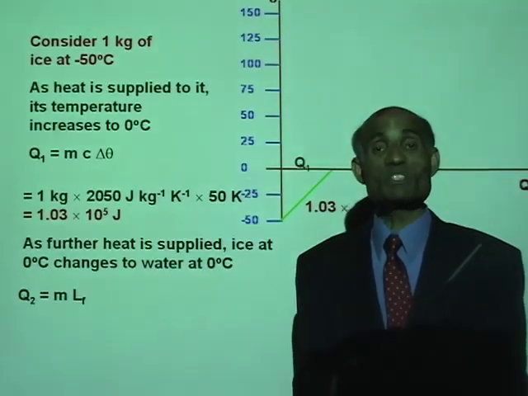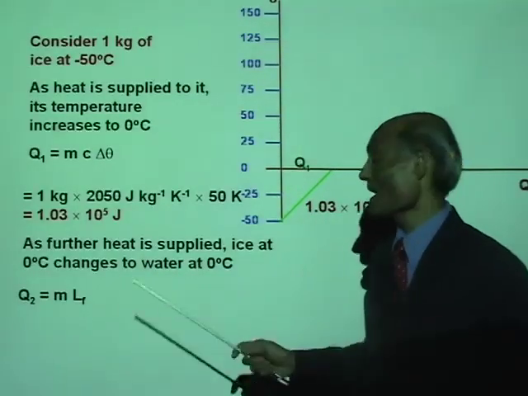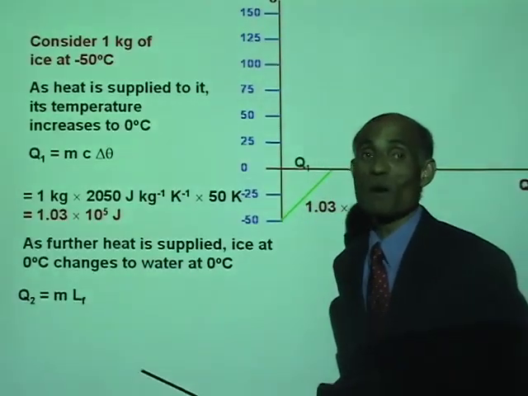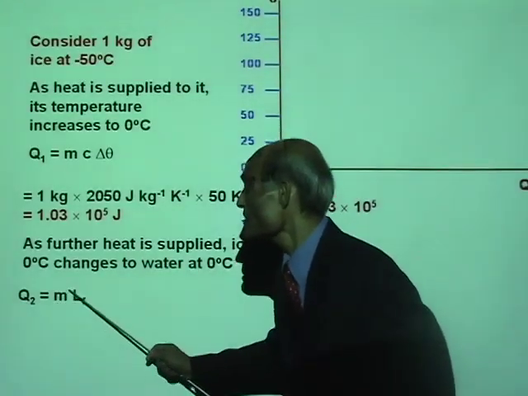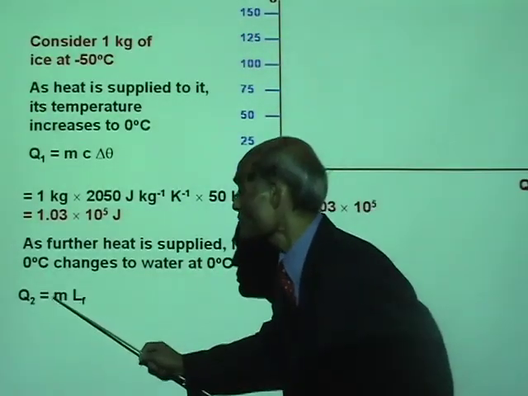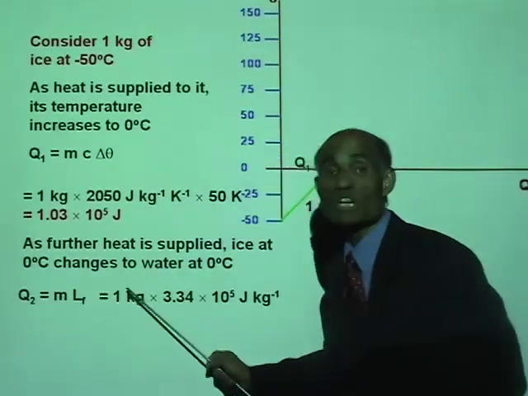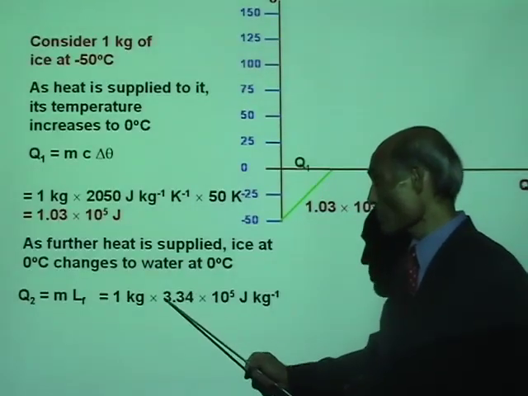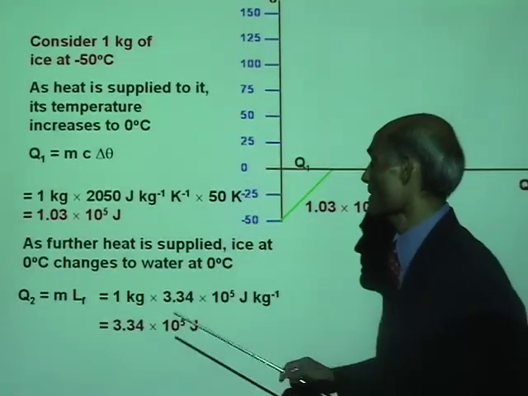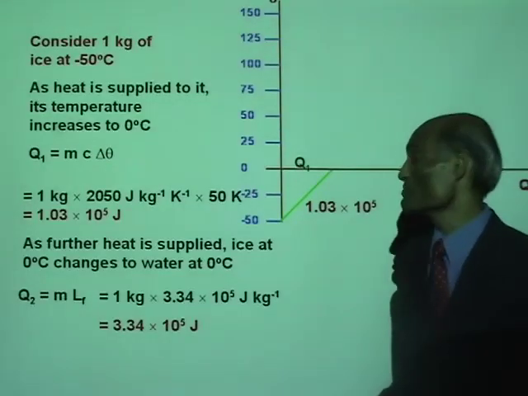Can you tell me what is the equation for the amount of heat absorbed by ice at that time? I'm going to call it Q2. The amount of heat absorbed during that time is mass multiplied by latent heat of fusion. Now, mass of the ice is 1 kilogram, and latent heat of fusion, I gave it to you in a table, 3.34 times 10 to the 5 joules. Now, that will be 3.34 times 10 to the 5 joules.